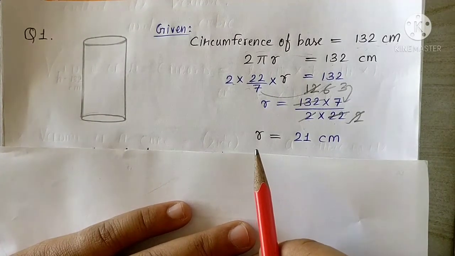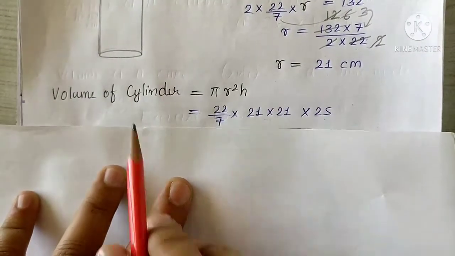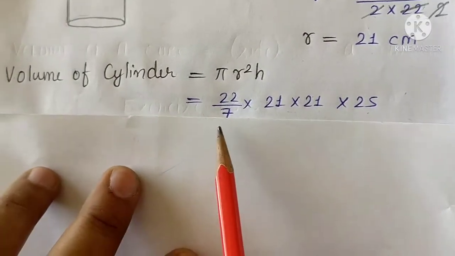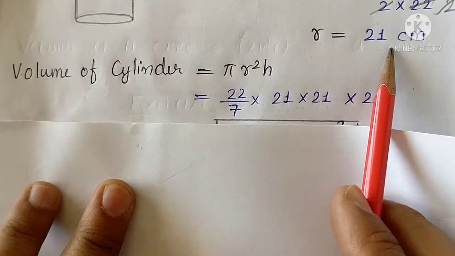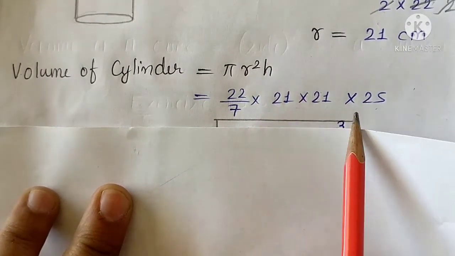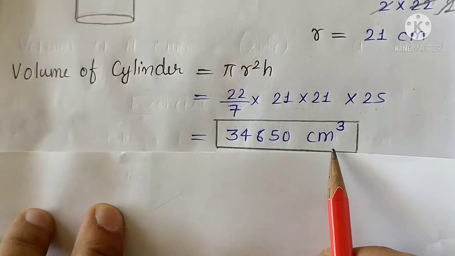But remember, we have to find the volume, and volume needs R. That's why we have found this R. So the volume of a cylinder formula is pi r square h. So pi 22 upon 7, R we have just found out 21, multiplied by 21 into h, already given 25. So the answer came 34650 centimeter cube.